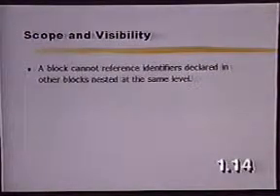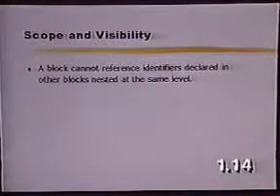It's usually a cause of errors. That's why naming your variables very carefully is extremely important. Another important rule to bear in mind with regards to scope and visibility is that a block cannot reference identifiers, in other words, other variables, declared in blocks nested at the same level. They're basically hidden from you. You can't get at them.